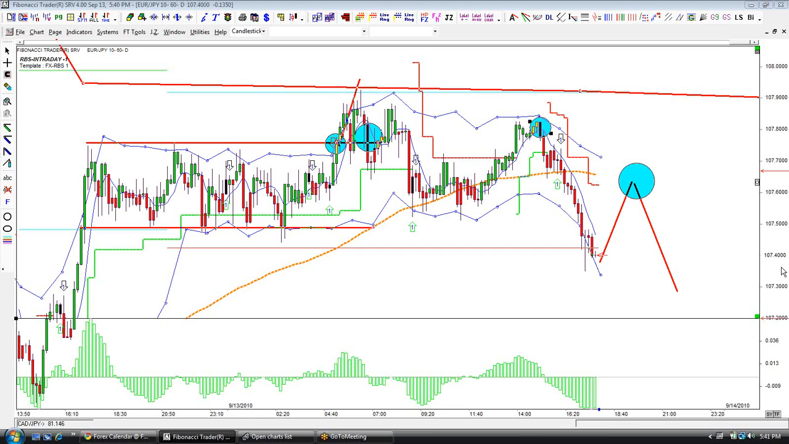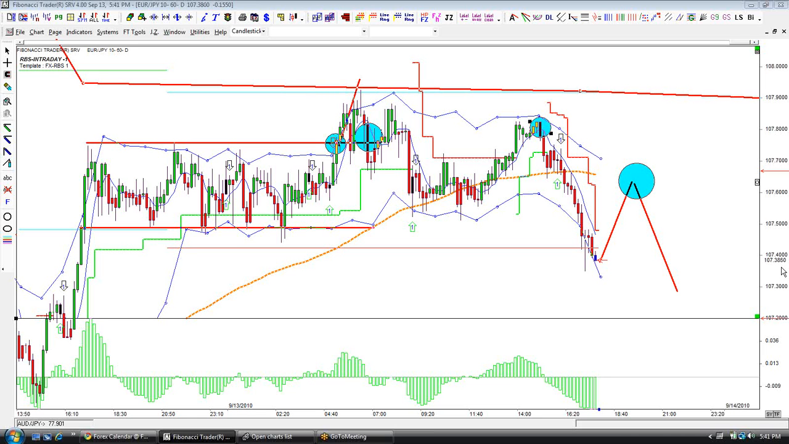There is a question if the system can be used during the day. The best time to use the system is a couple of hours prior to the UK session all the way to the end of the US session.